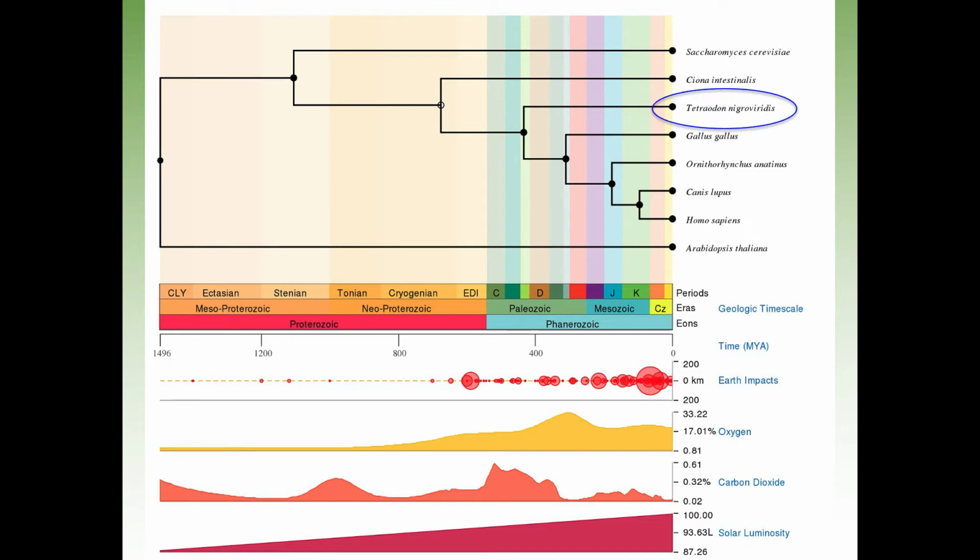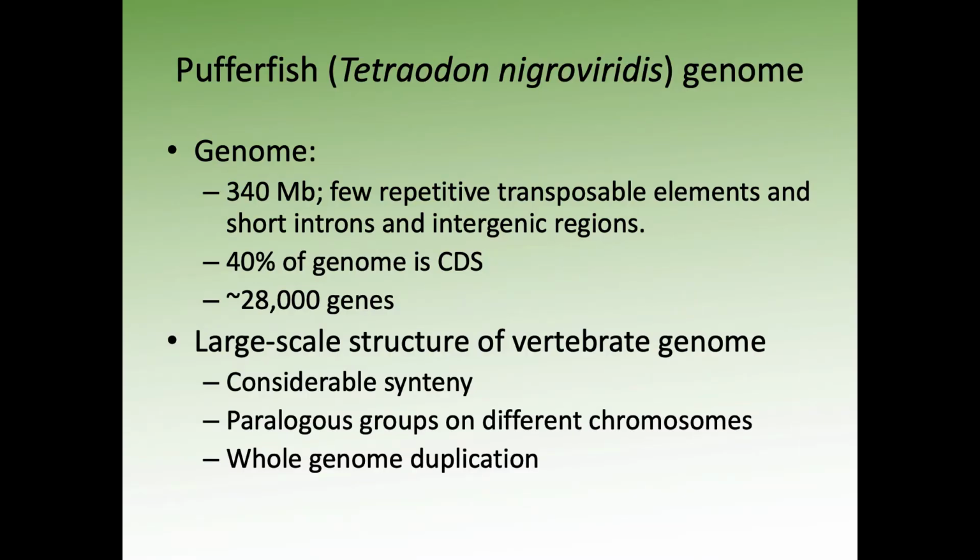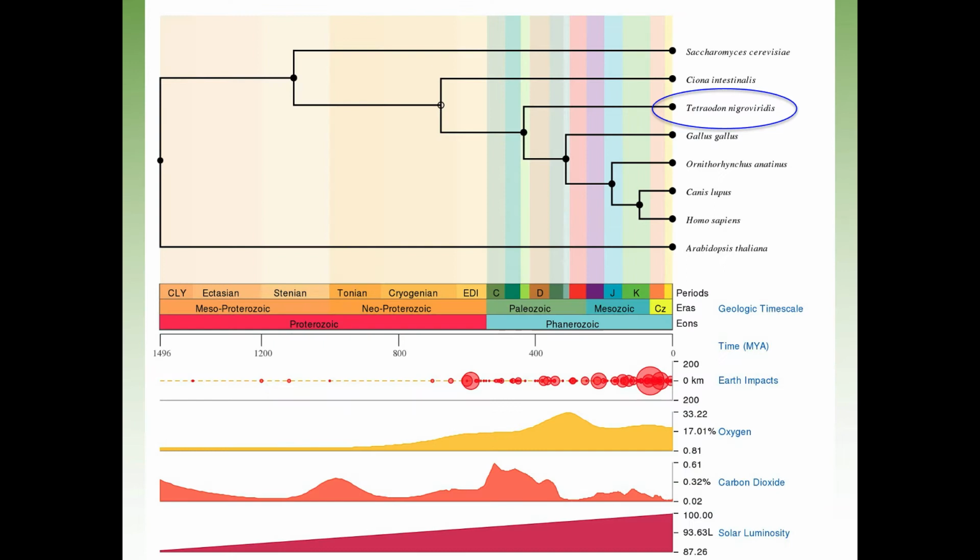So while Ciona gives us our closest invertebrate perspective of what our ancestors may look like, we can start to move into some of the more vertebrate taxa and use them to understand some things beyond just our early development, or perhaps how our immune system works. So if we look at fish, which diverged a little more than 400 million years ago, maybe 450 million years ago.